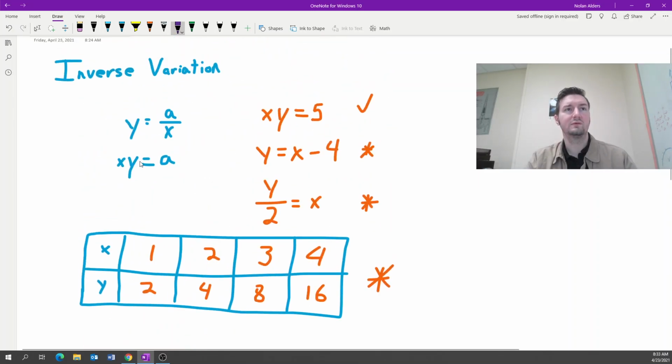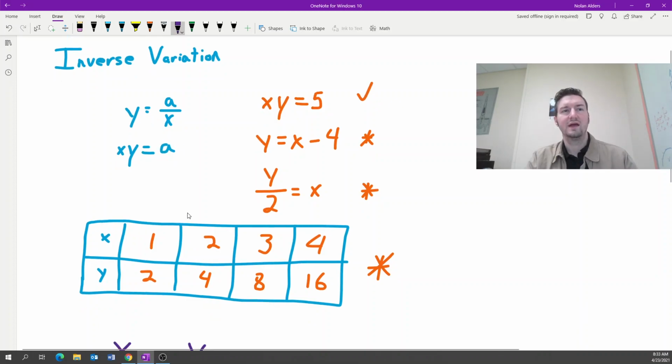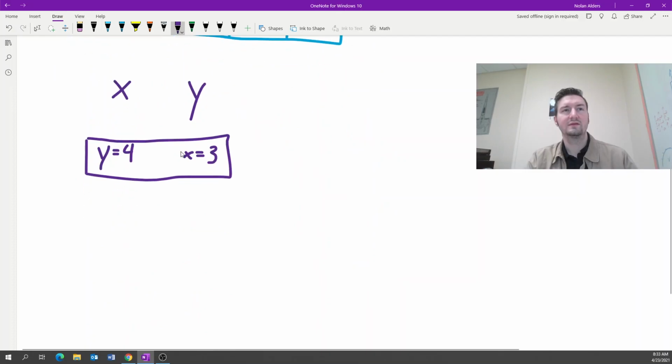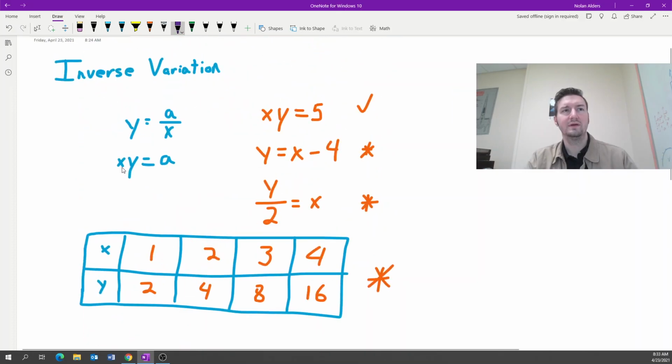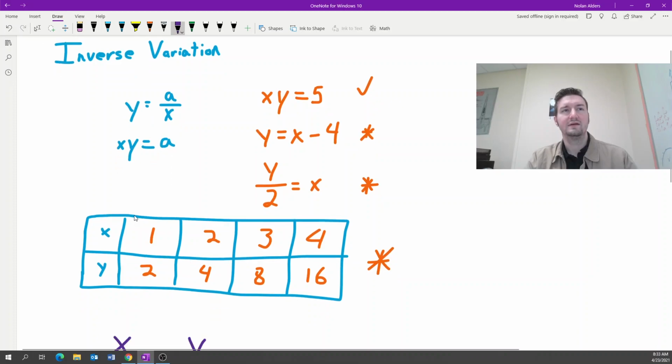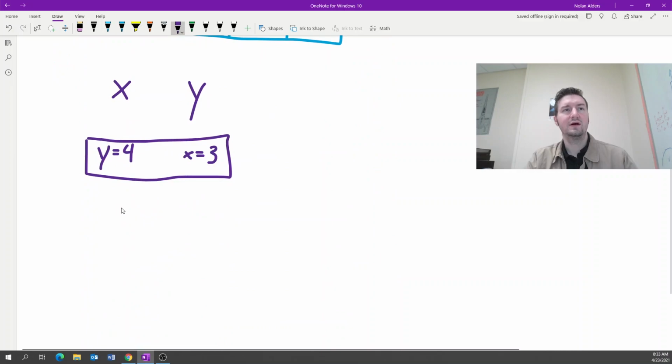So we want to write an equation like this. So the trick is we need to figure out what a is. And we can do this because we know what x and y are. So if we look back up here, if we multiply x and y, we can figure out our a. So let's do that. X times y is 12. So a, in this case, is 12.